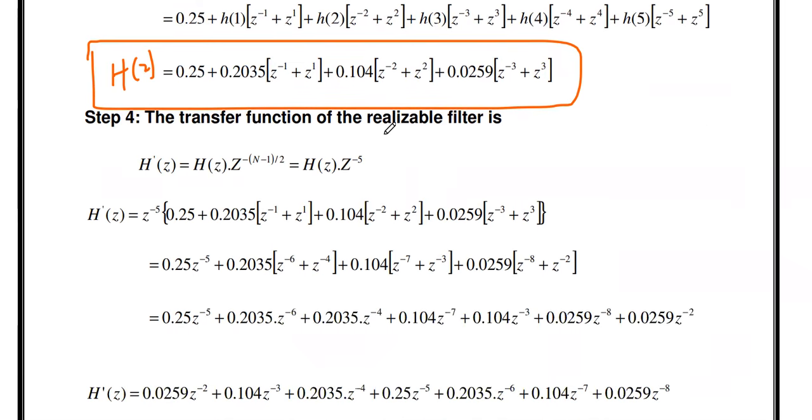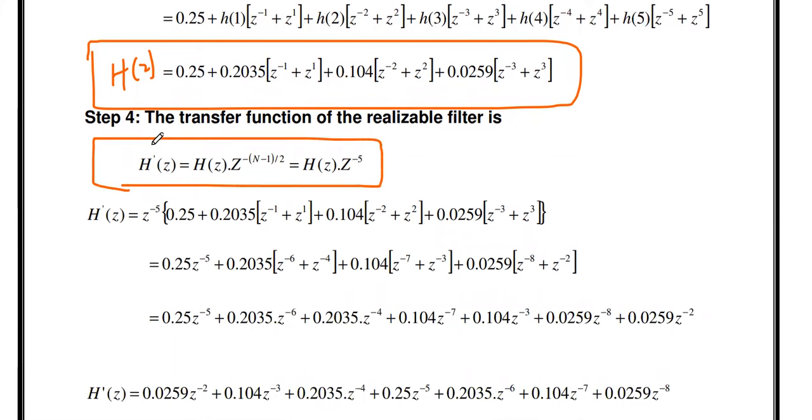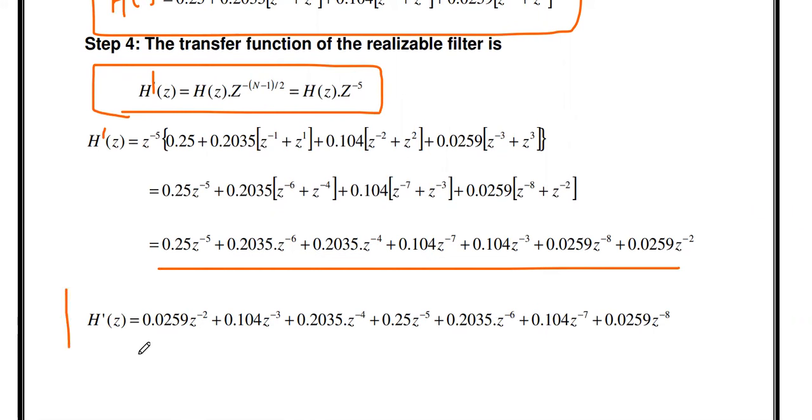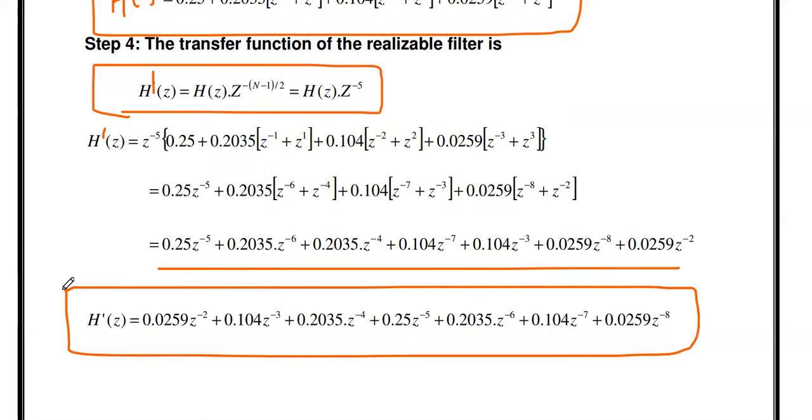In order to convert it into a realizable filter, we have to multiply h of z with z power minus 5. So you multiply the transfer function with z power minus 5, and we get 0.25 into z power minus 5 into this. Then you rearrange this in ascending order, that is z power minus 2, minus 3. Here there is no constant term and no z power minus 1 term. The z power minus 9, 10 terms are not at all available. So this is our realizable filter transfer function.